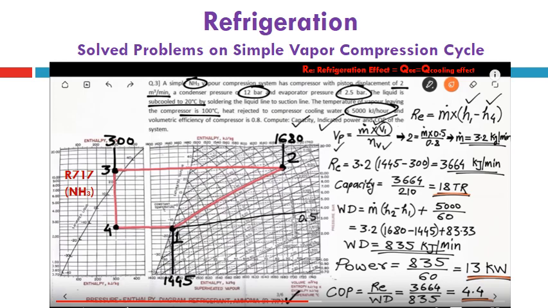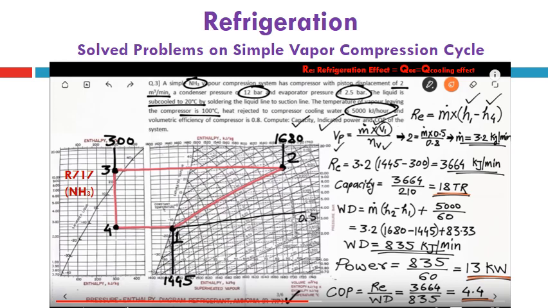The final part is the coefficient of performance, COP, which equals the cooling effect, the useful part, RE, divided by the work displacement of this compressor, the term responsible for increasing the pressure of the refrigerant used, which is ammonia. So 3664 divided by 836 will give that the COP equals 4.4. Finally, we have got all three parts required of this problem.